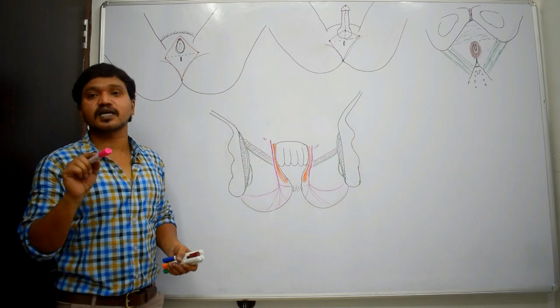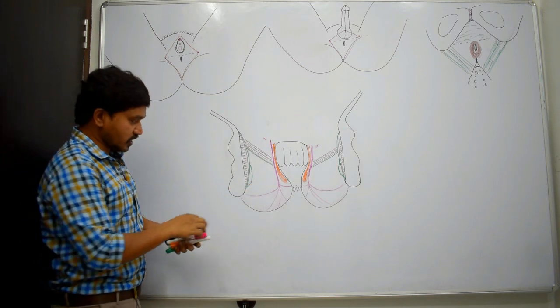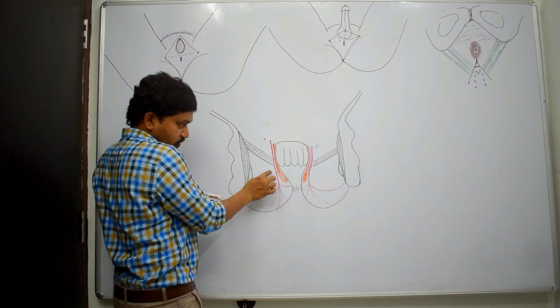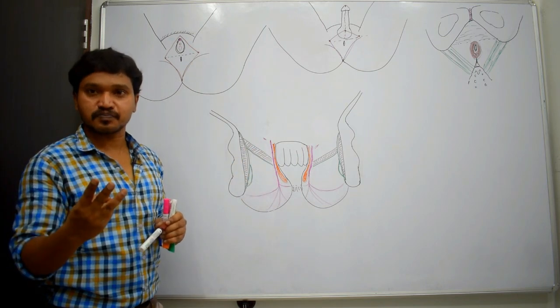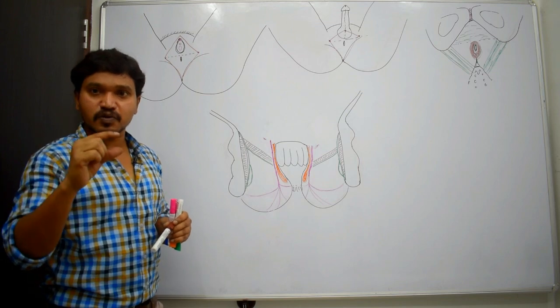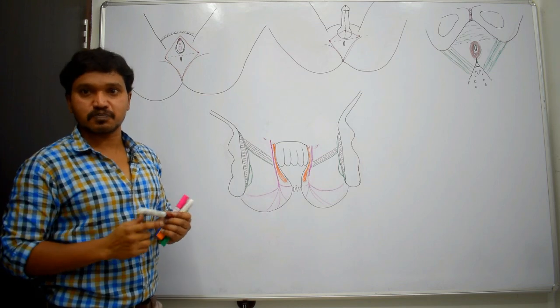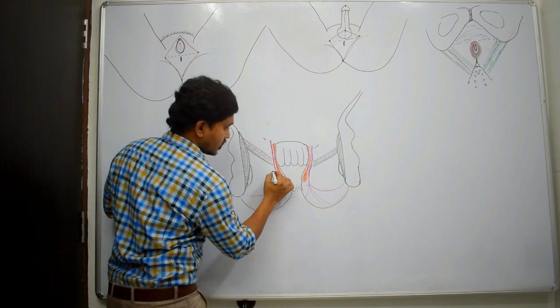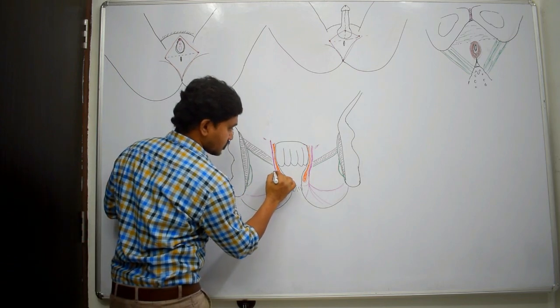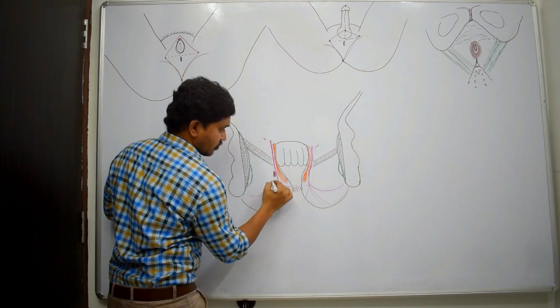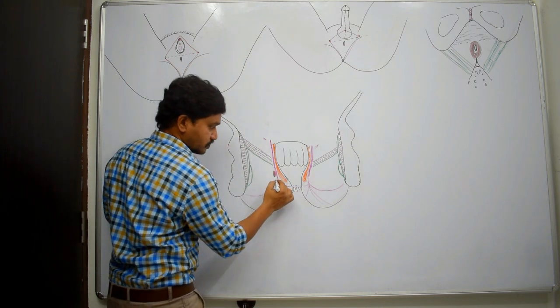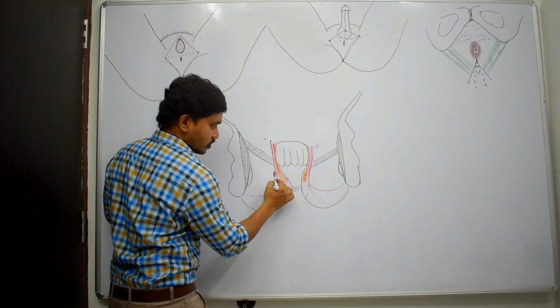There should be external anal sphincter also. So here external anal sphincter is present. External anal sphincter divides into three parts: deep part, superficial part and subcutaneous part. So this is the deep part of external anal sphincter. This is the superficial part of external anal sphincter.